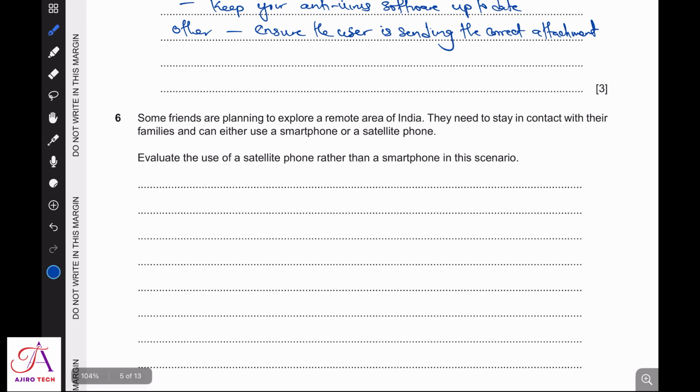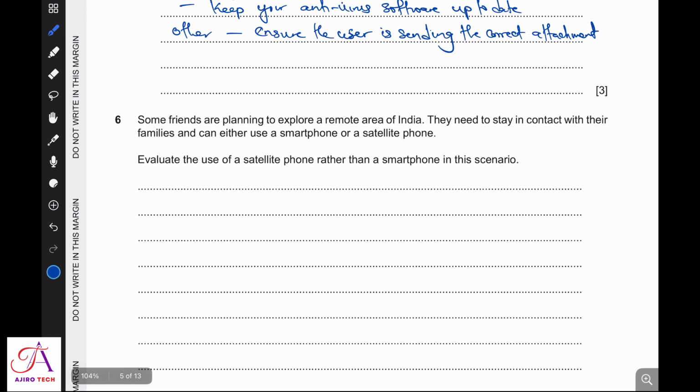Okay. Question 6. Some friends are planning to explore a remote area of India. They need to stay in contact with their families and can either use a smartphone or a satellite phone. Evaluate the use of a satellite phone rather than a smartphone in this scenario.